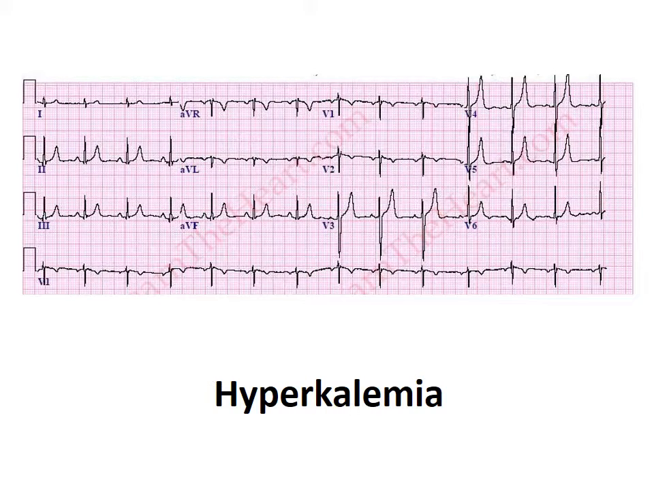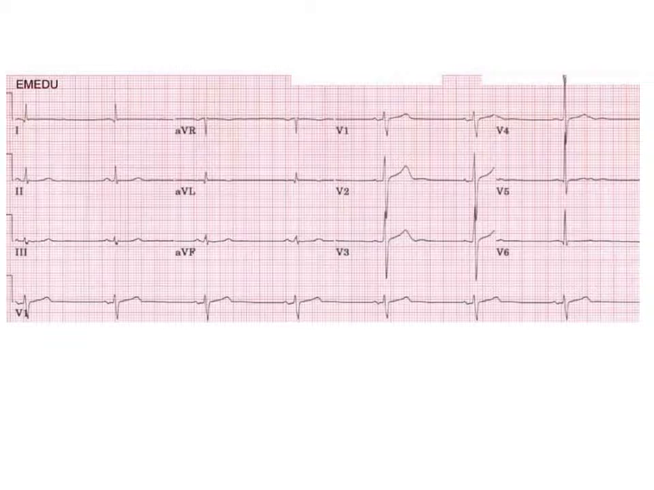All right, here's an example of hyperkalemia. You've got big T waves, especially V3, 4, 5, and 6. All right, what do you see on this one?